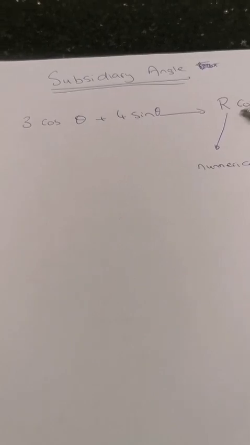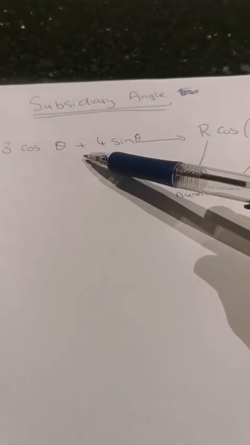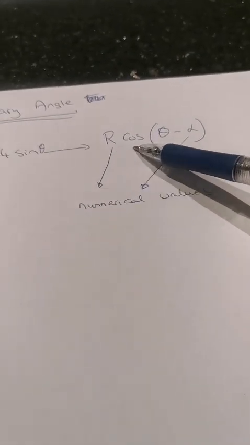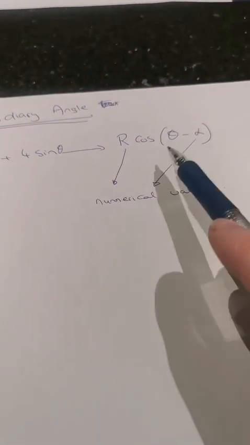So today we'll take a look at what's called the subsidiary angle. If we look at this, say 3 cos theta plus 4 sin theta, we can rearrange it into this format here, r cos(theta minus alpha), where r and alpha will be numerical values. So if you're asked to do a question like this, it will be exactly the same as this, we're just rearranging it.